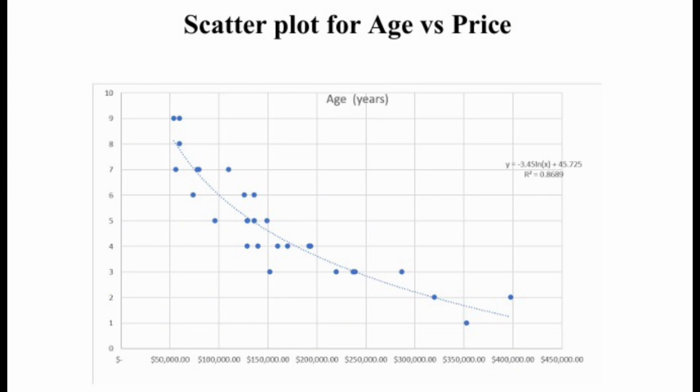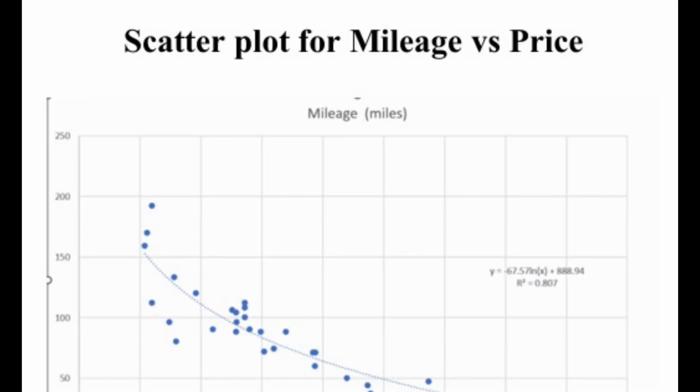To find the best fitting regression model, we have to find out the R-squared. The R-squared is 0.76 when we use linear regression. That's why logarithmic is the best case in this exercise. Okay, so the second part is a scatter plot for mileage versus price.